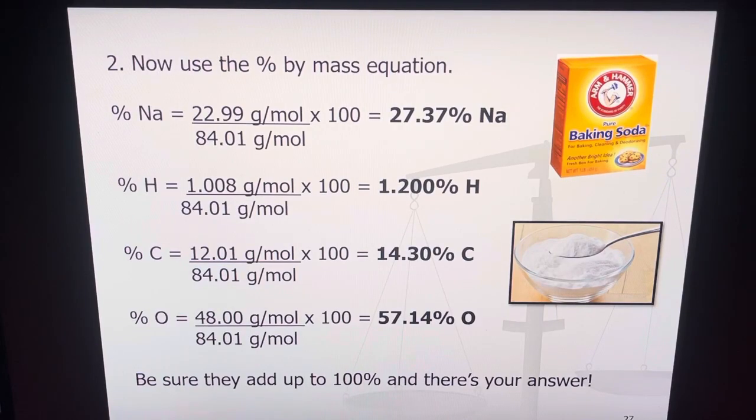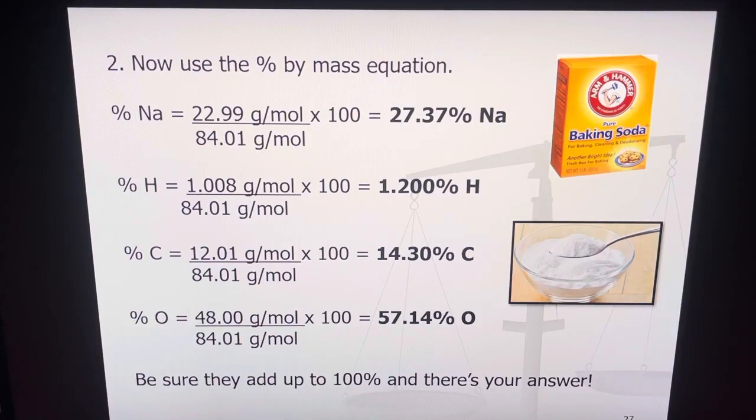Do the same thing for hydrogen, 1.2%. That makes sense because hydrogen's mass is very small. Remember, your answers have to make sense. Carbon, there's only one of those, so you divide that by the whole, and that's 14%.